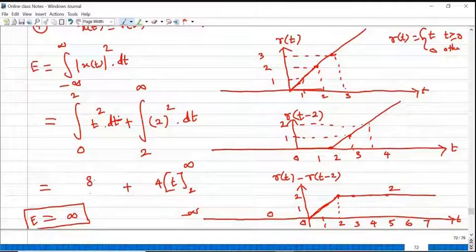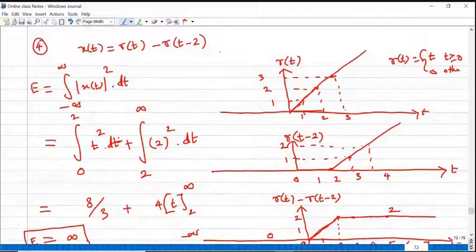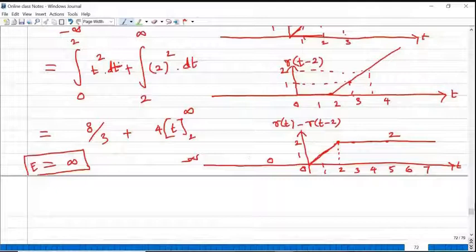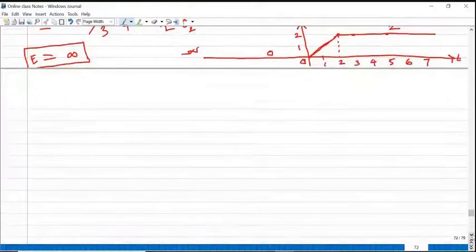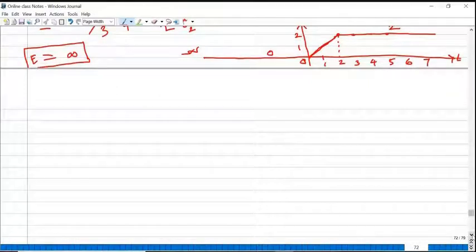Okay. Here you will get 8 by 3. Energy is equal to infinite for this signal, r of t minus r of t minus 2. You are getting infinite energy here.